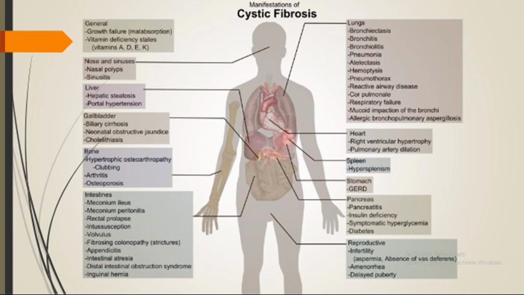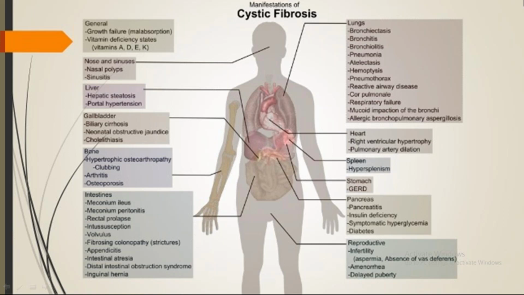In bones, it can cause clubbing and osteoporosis. There is malabsorption of fat, and of fat-soluble vitamins like A, D, E, and K, which can lead to osteoporosis. In the intestines, it can lead to meconium ileus, meconium peritonitis, and rectal prolapse. Due to obstruction by this mucus plug, it can lead to meconium ileus, peritonitis, rectal prolapse, intussusception, and volvulus.